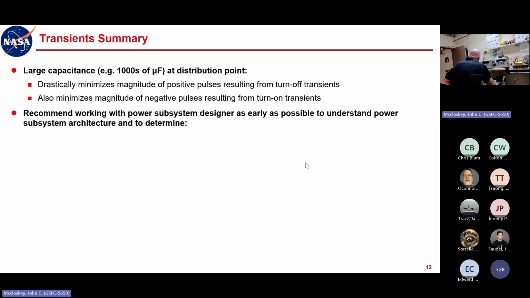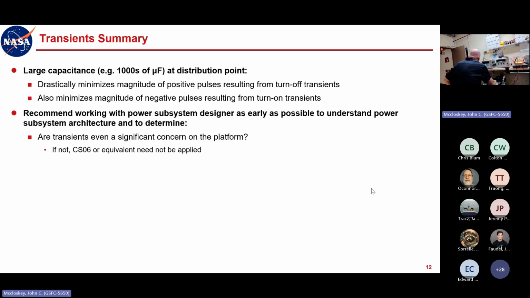This underscores the point I just made. Work with your power subsystem designers as early as possible to understand the power subsystem architecture and determine, are transients even a significant concern on the platform? If not, CS06 or an equivalent test really doesn't need to be applied.